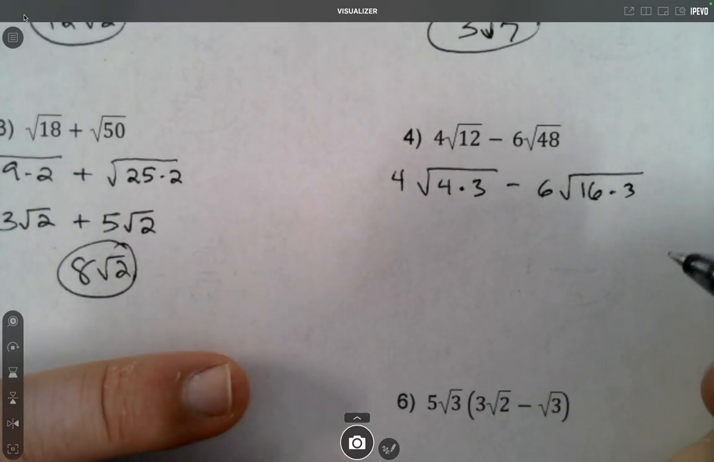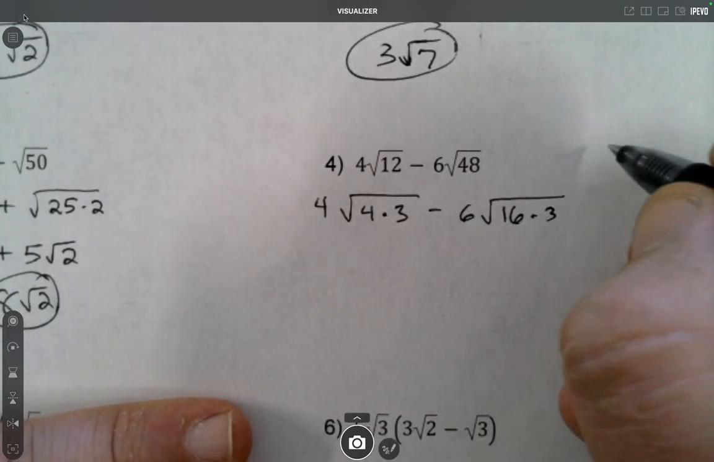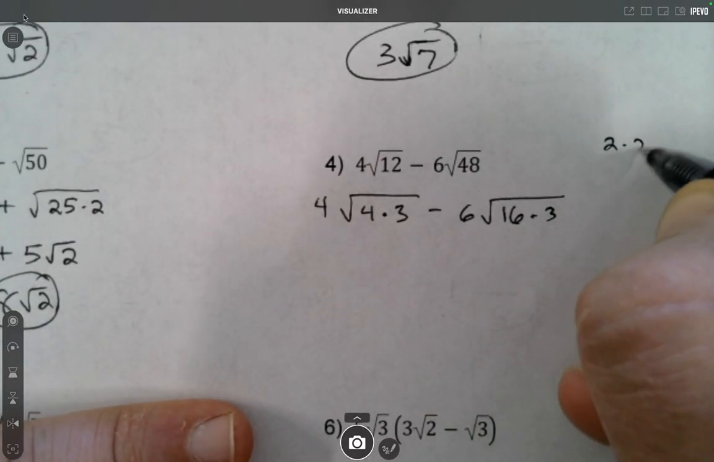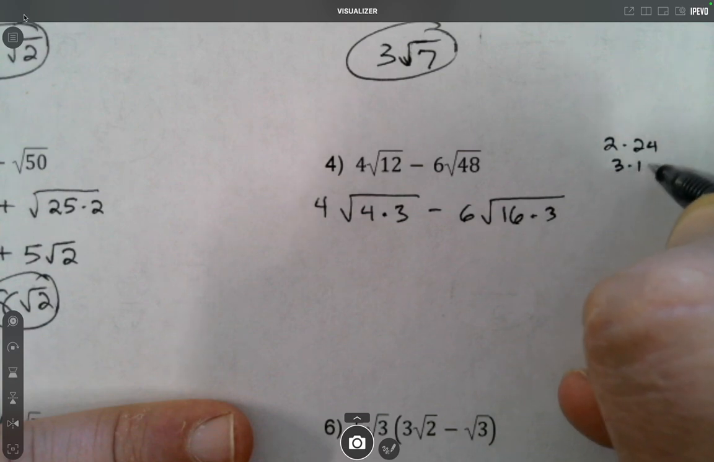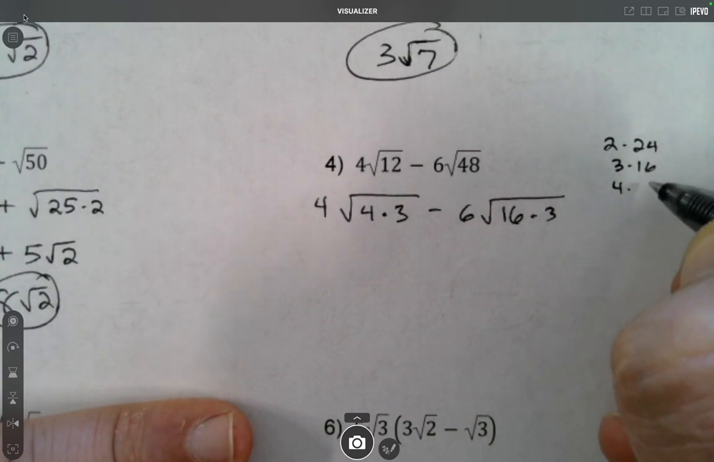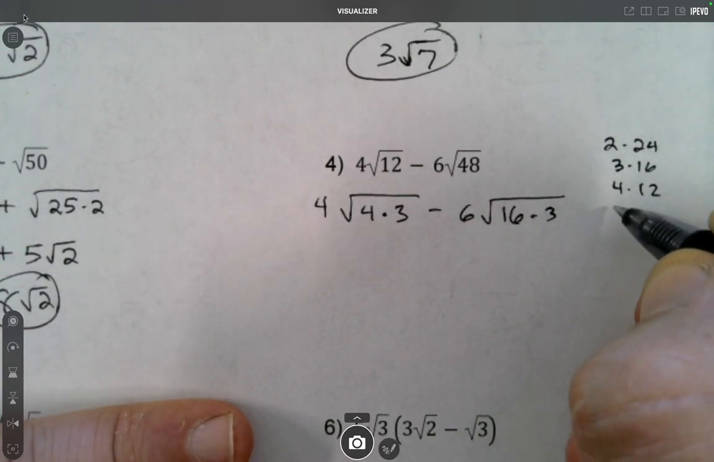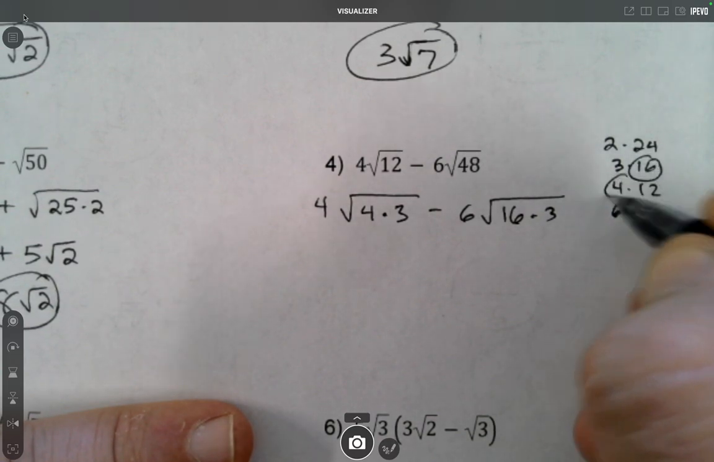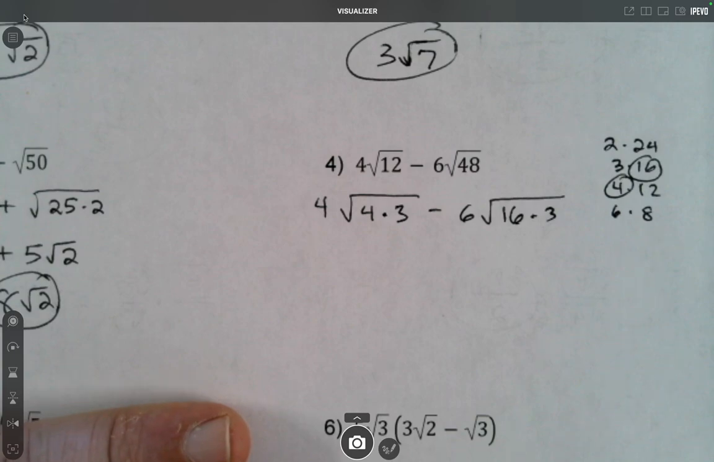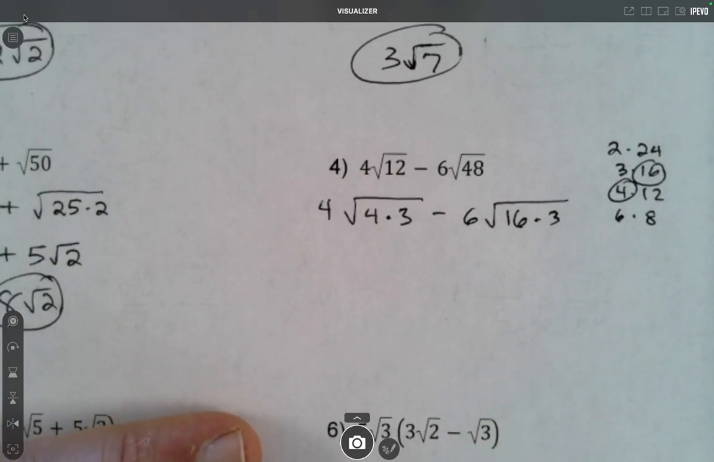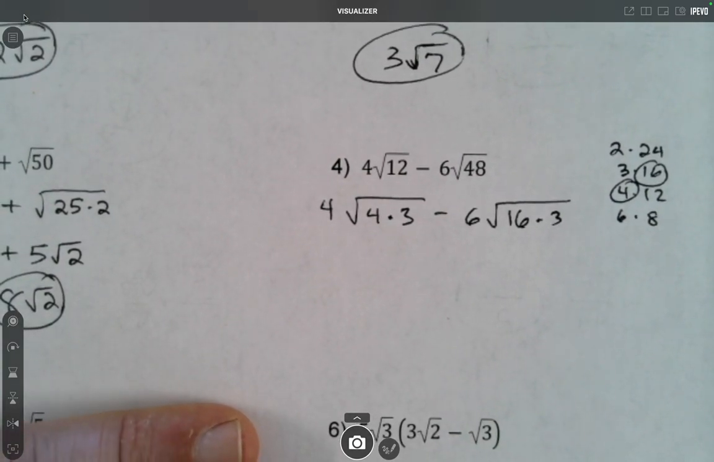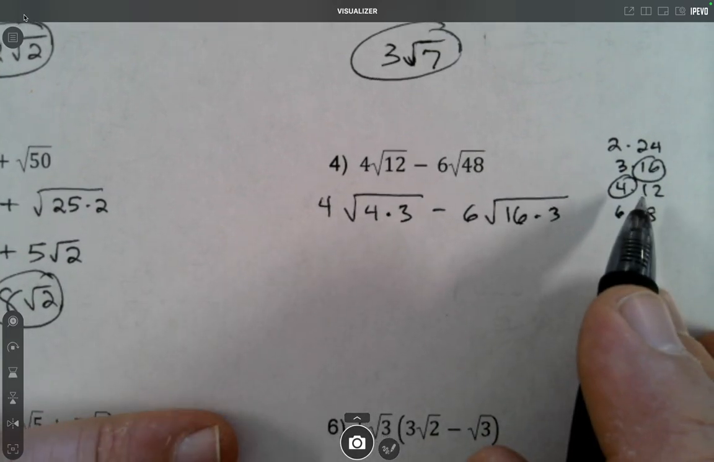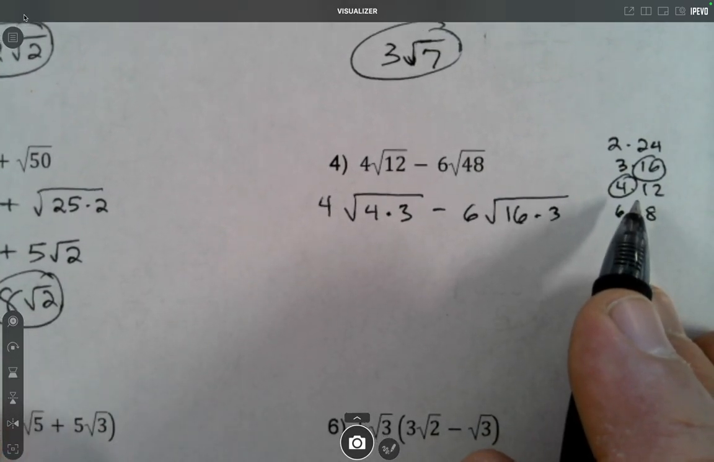And if it's needed, you can write out the factors over to the side just to help you think through it. You can say, okay, I've got 2 and 24, 3 and 16, 4 and 12, 6 and 8. So you notice there's actually 2 perfect squares that show up. When more than one perfect square shows up, you do need to choose the biggest of them. Otherwise, you'll have to reduce twice, and you don't want to do that.